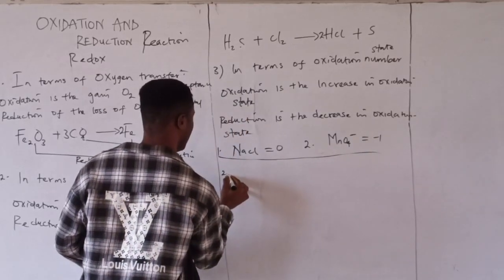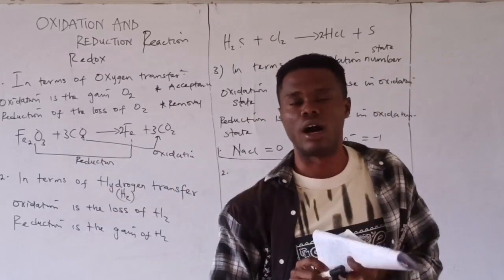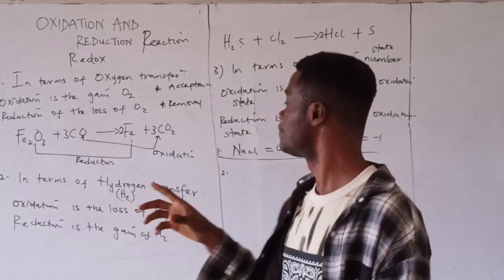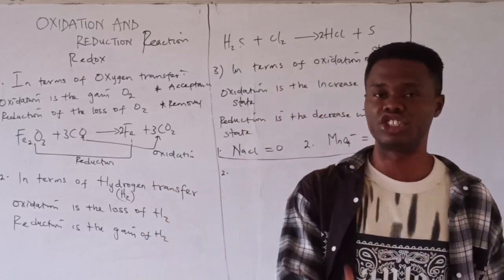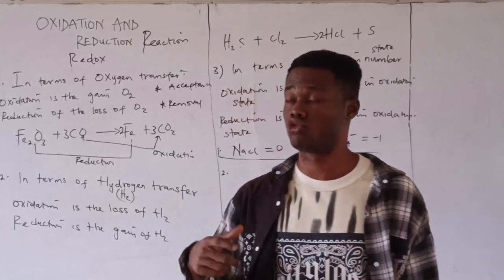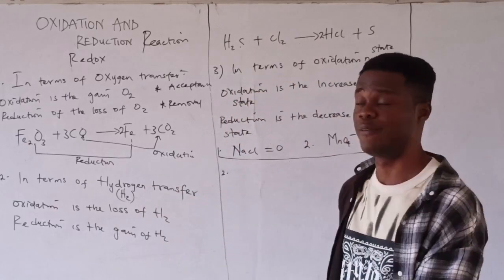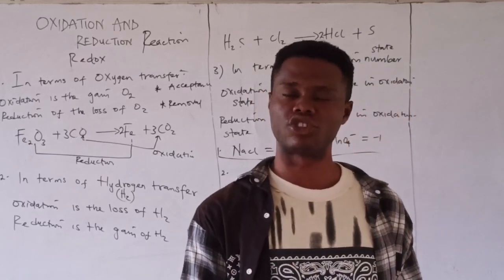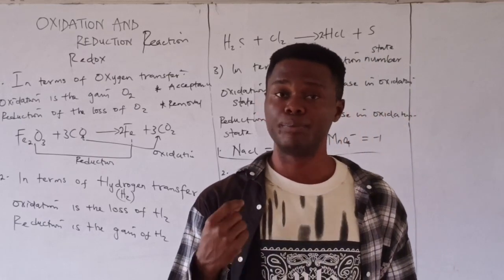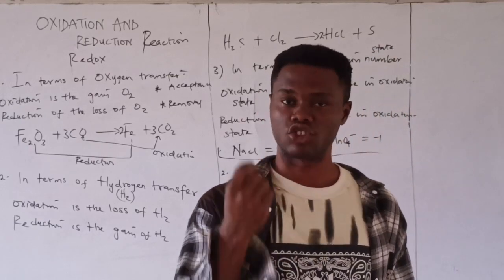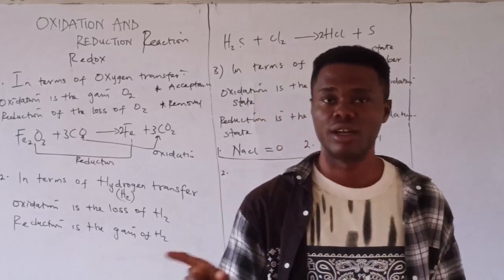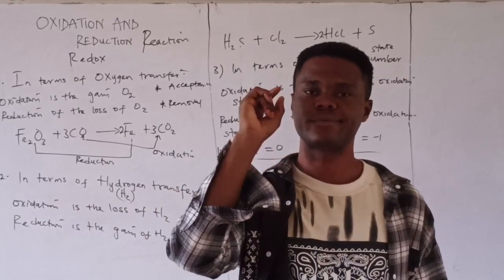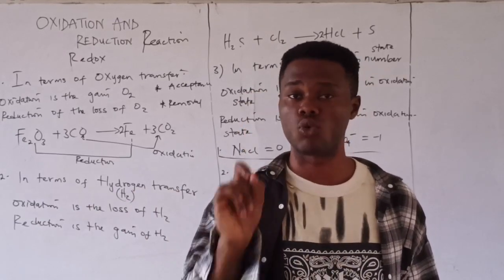Now for the second aspect of the rules that I told you, remember I told you we're going to look at two rules where you can easily assign the oxidation number to a compound or to an atom of an element. The second part is that any element on its own, be it monatomic, diatomic, or whichever way, as far as it's standing on its own without reacting with any compound, that atom of an element must be equal to 0.